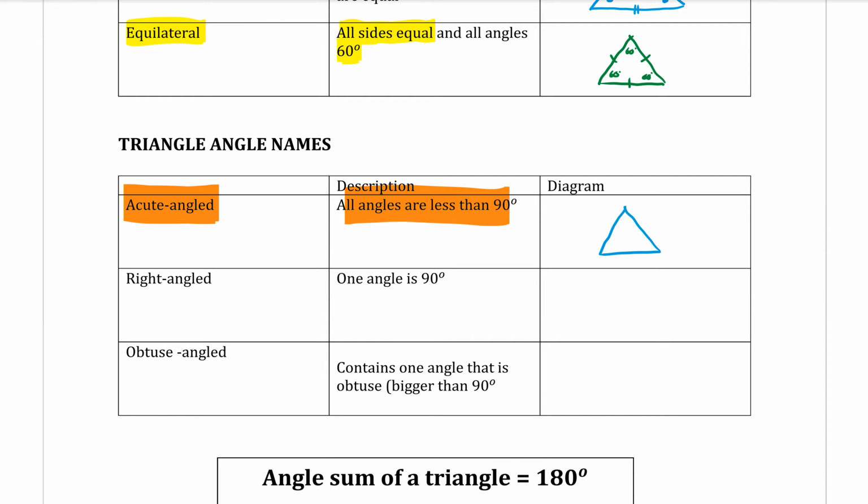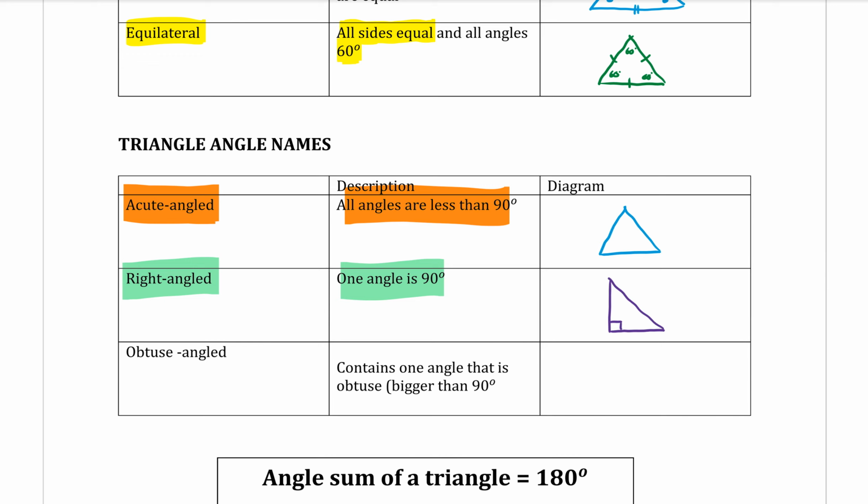A right angled triangle would have 1 angle that is 90 degrees. So here is my triangle. I'm going to put my right angle down the bottom there. If I put my little right angle symbol in there, it identifies that as a right angle.